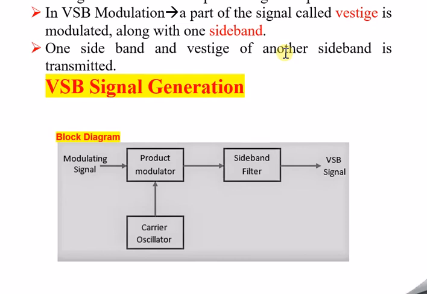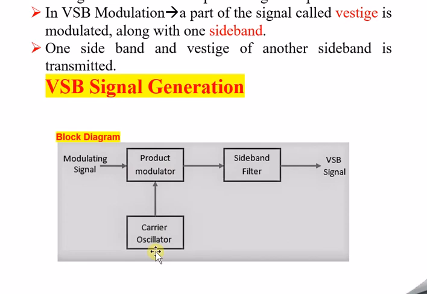So in case of VSB signal generation, how do we generate the VSB signal? This is a very important thing, challenging to understand, but it is very simple in fact. Please refer to this block diagram. We are transmitting this modulating signal, which is given as input to the product modulator.